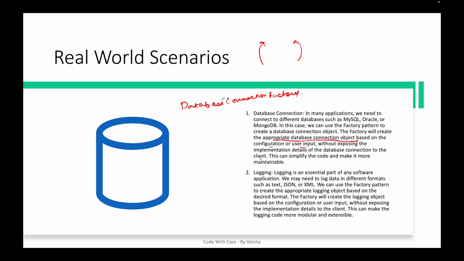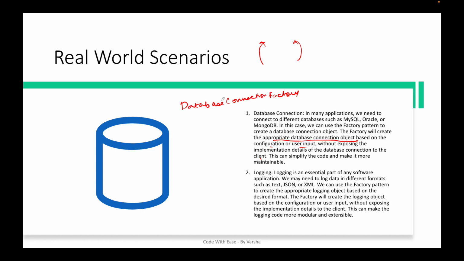That is why the factory class or the factory interface, whatever pattern we use, will be concerned about making sure that the database connections it is creating are embedded within the factory class itself and not exposed to the client. So that is one example.